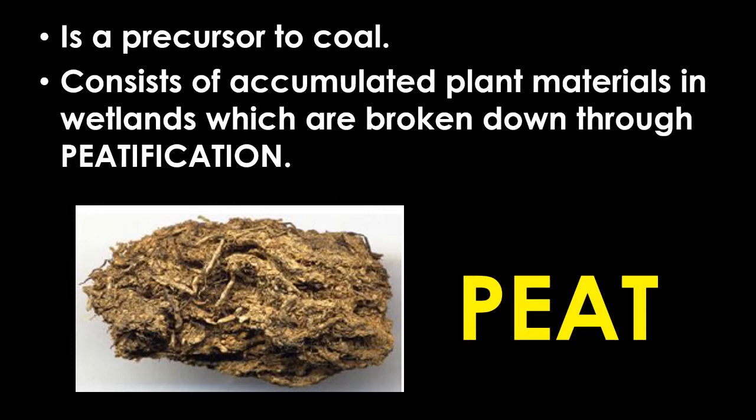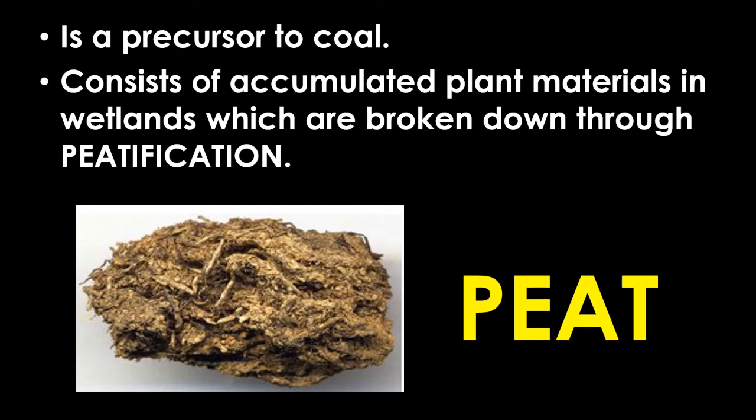Peatification is the partial decay of plant debris. Again, this is the partial decay of plant debris. Okay? So again, coalification earlier is the production of the different ranks of coal from peat.